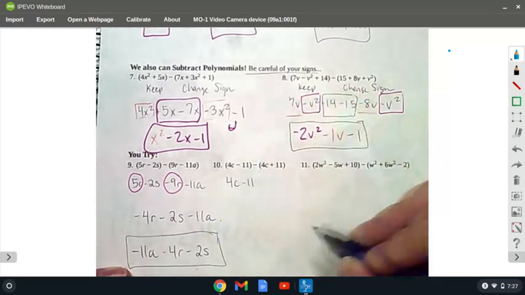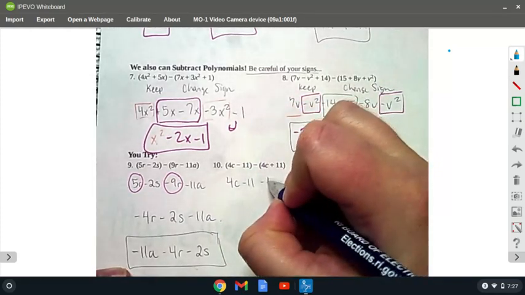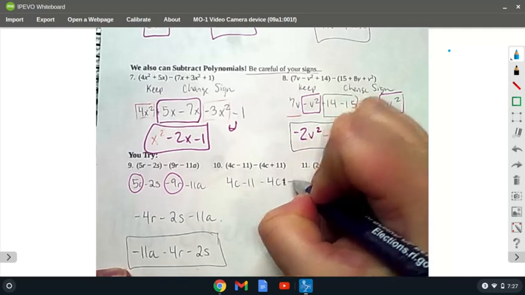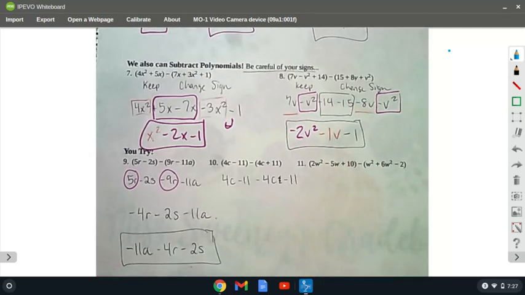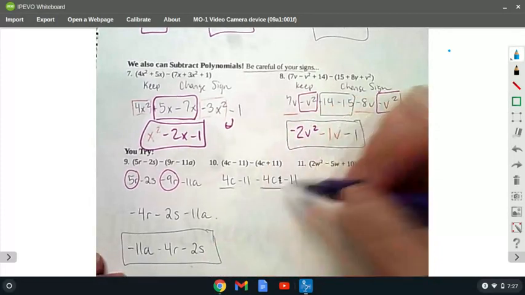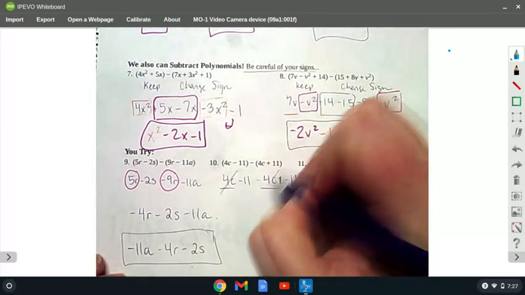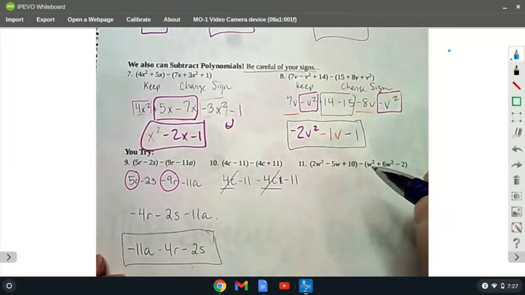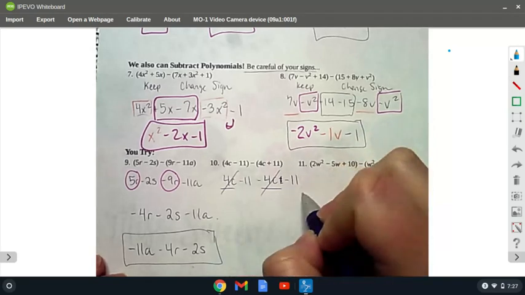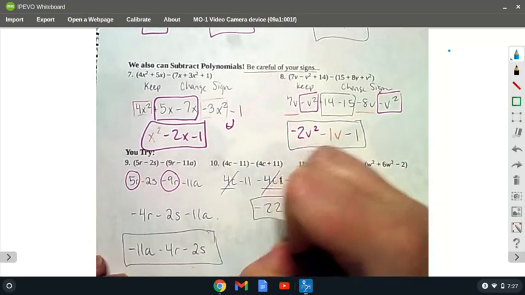This next one, I'm rewriting the first equation. I'm changing the sign of everything in the second equation. 4c minus 4c, those are going to eliminate. They're going to cancel out. 4 minus 4 is 0. And then I have -11 and -11, which gives me -22.